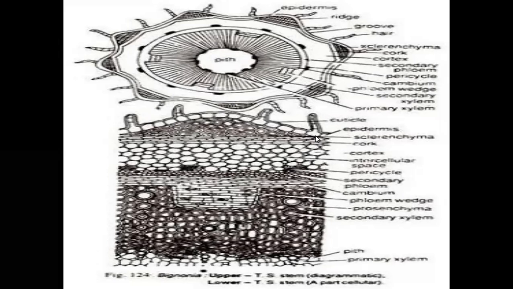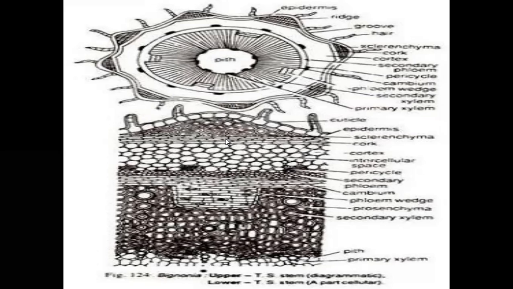It protects the inner parts and gives a perfect shape to the shoot. The epidermal layer is covered by a thick cuticle. Cuticle is a xerophytic character, and some epidermal cells produce hair-like structures called epidermal hairs.